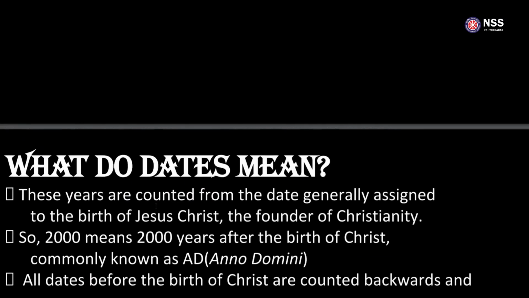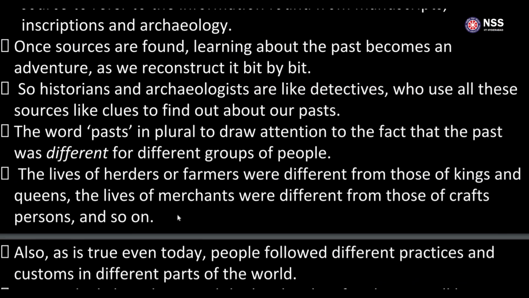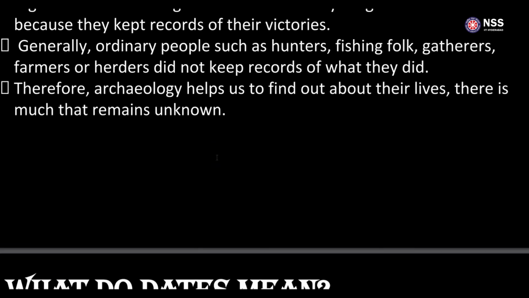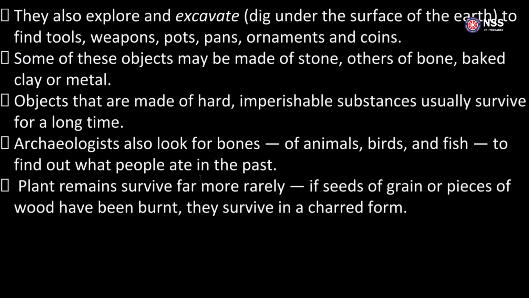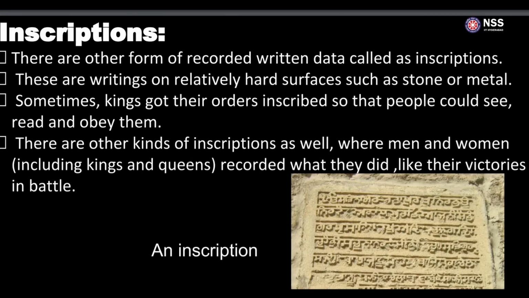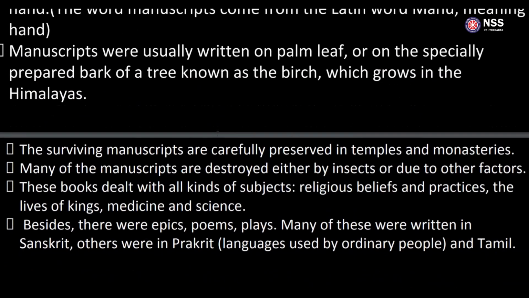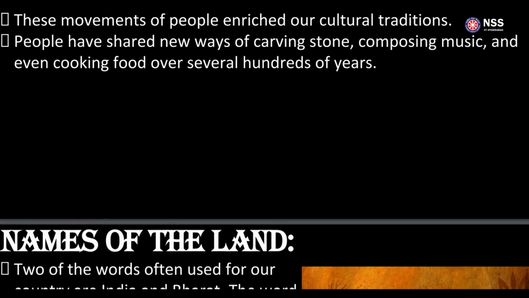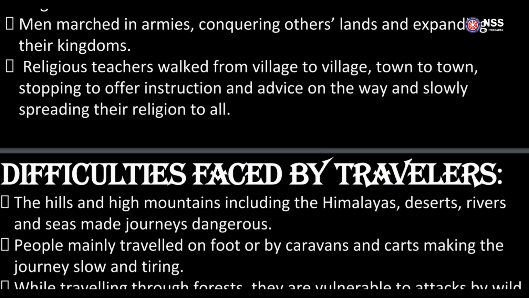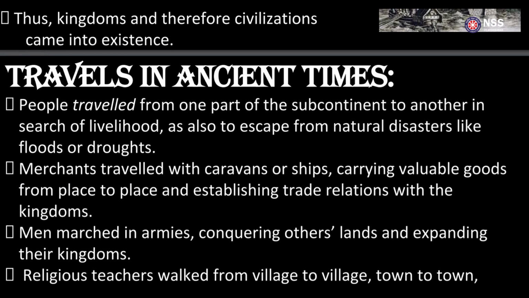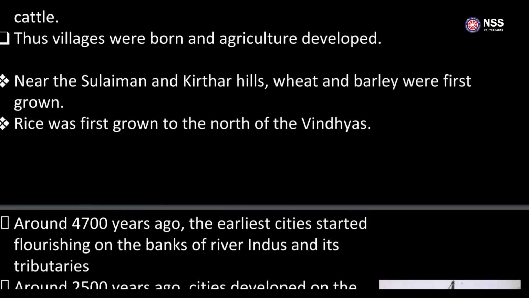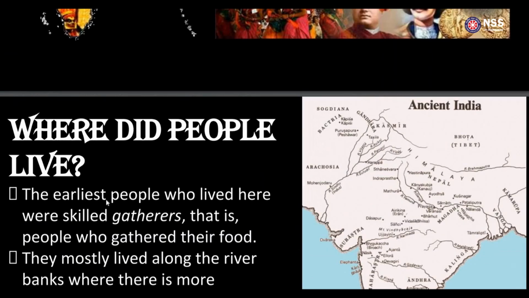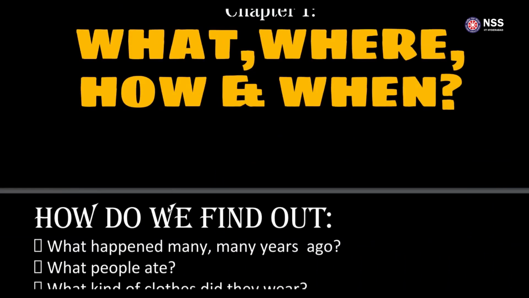So if you have a quick recap, today we learnt about how we calculate dates, and then what are the sources of history, and then who are archaeologists, what are inscriptions, what are manuscripts, and how the name Bharat originated, and then what are the difficulties faced by travelers, and what are the reasons for travels in ancient times, and then what are the early settlements, when did they take place, and where did early people live, and then how do we find out all these questions.